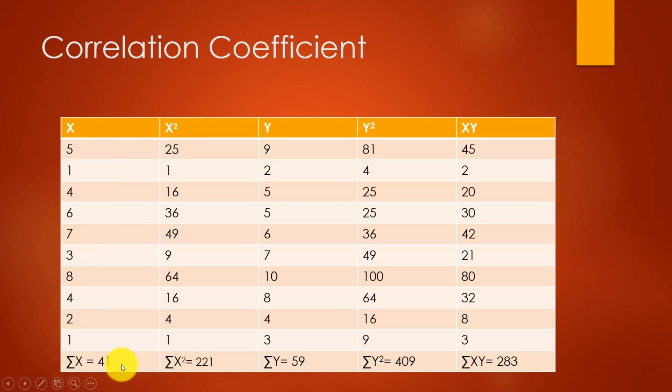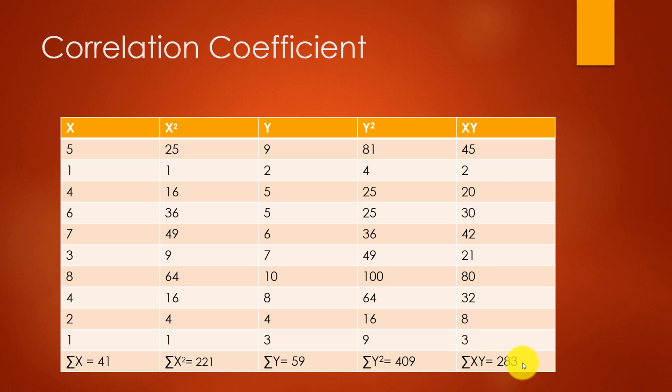I got a total of 41. And for the x squared column, I have a sum of x squared of 221. Y column, sum of y is 59. For the y squared column, we have a sum of y squared is 409. And finally, the product of x and y column, we have a sigma xy of 283.